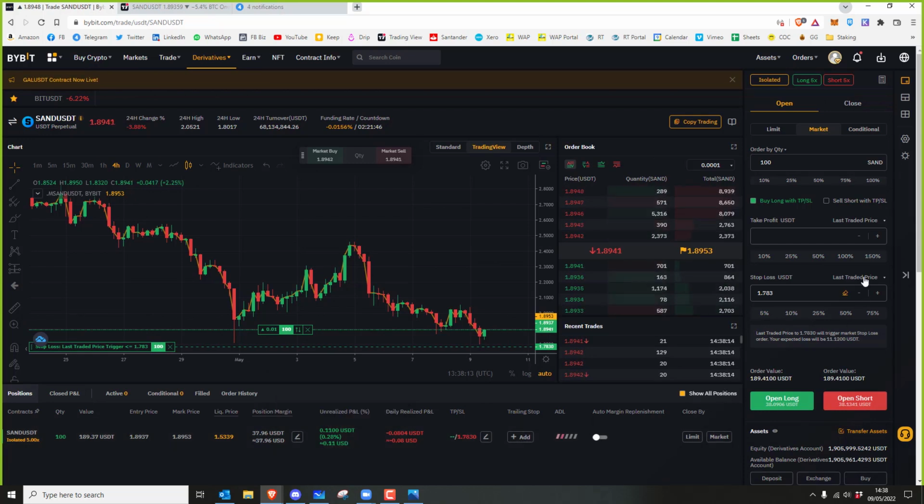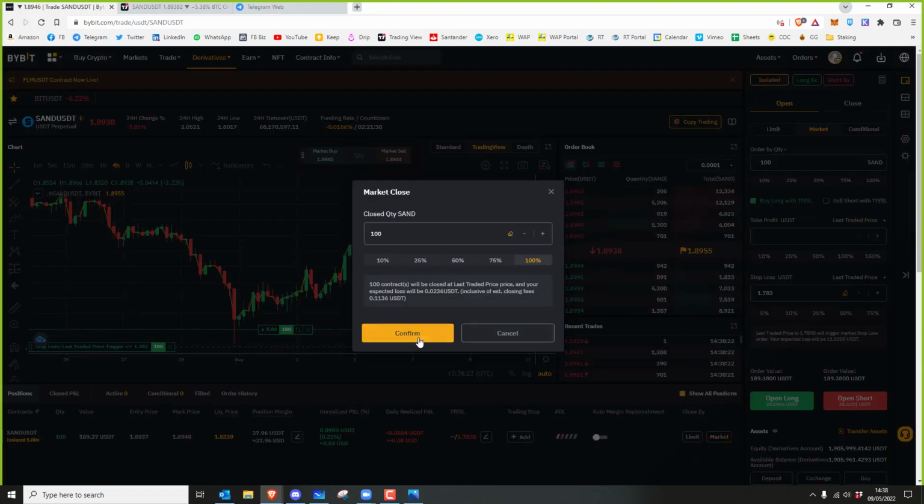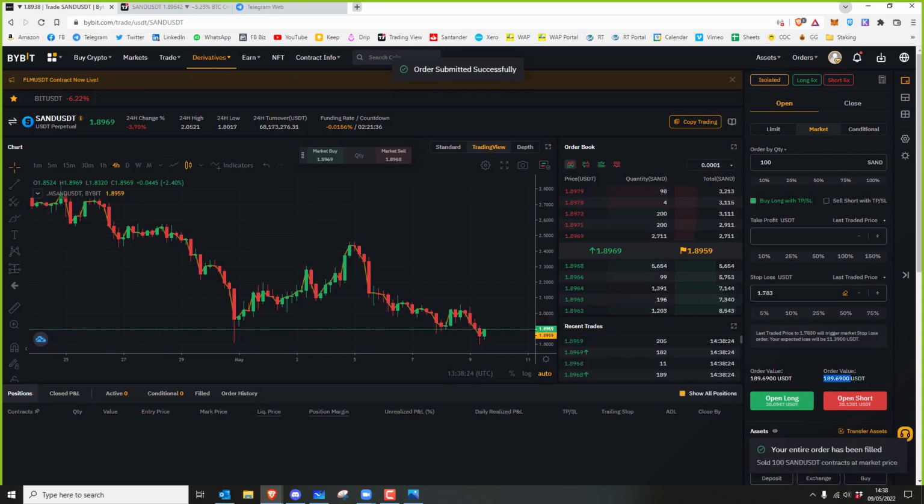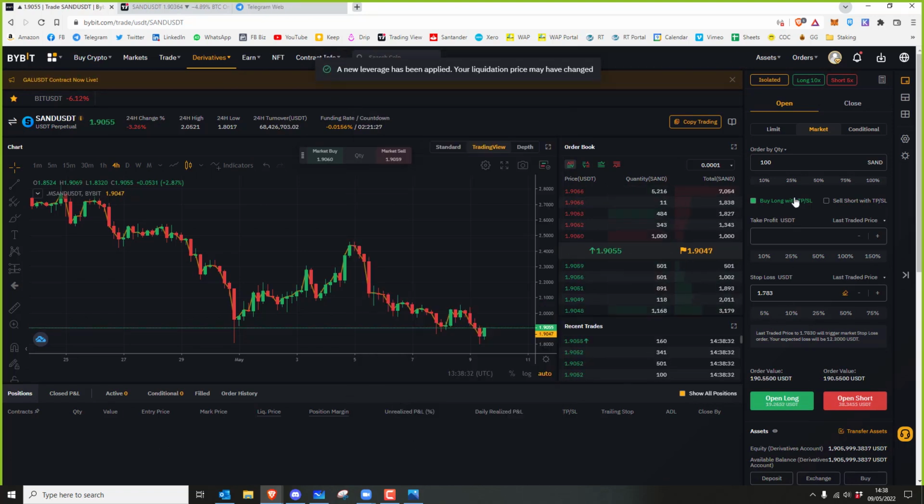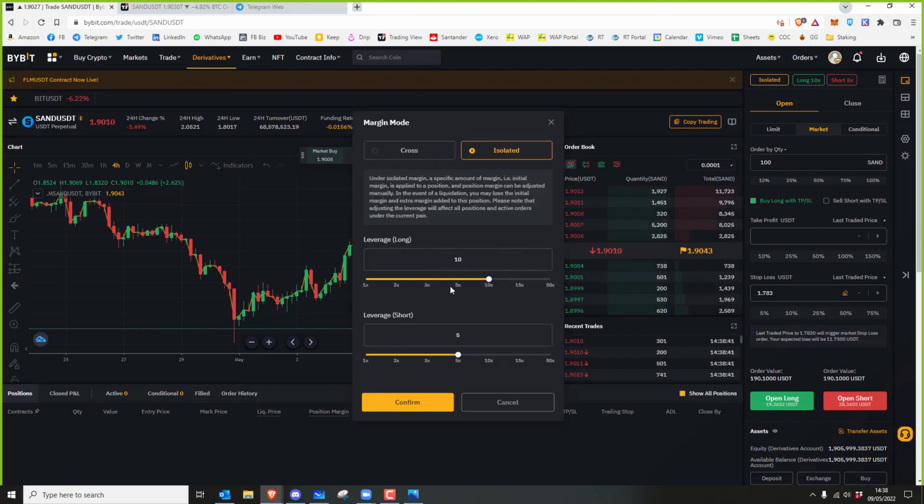Now, for this trade, by the way, the order value was 189 quid. Okay, let's just close that trade. It was 189 quid roughly. If I click, say, 10x for long, and I try and place the same trade. Oh, sorry, I forgot to take a screenshot. Let's do it this way. Let's do that again.